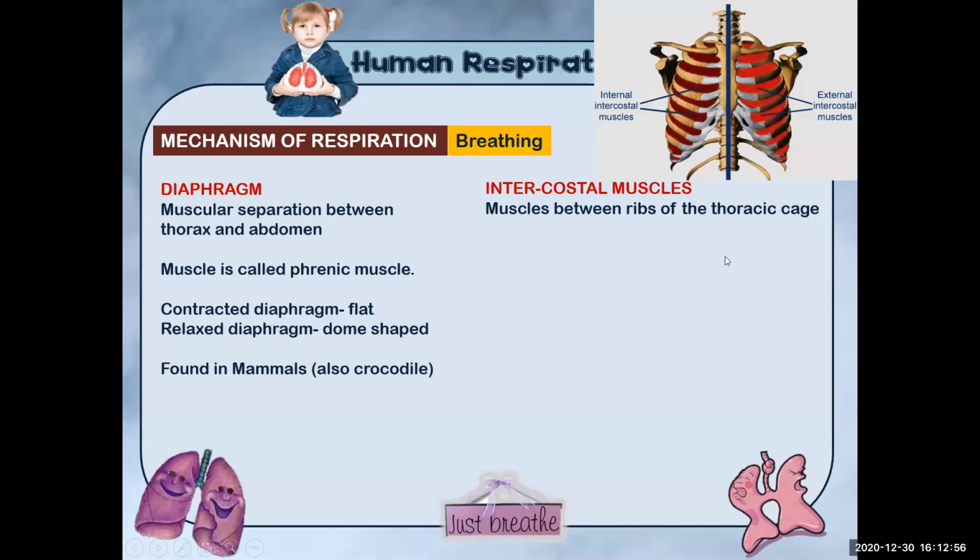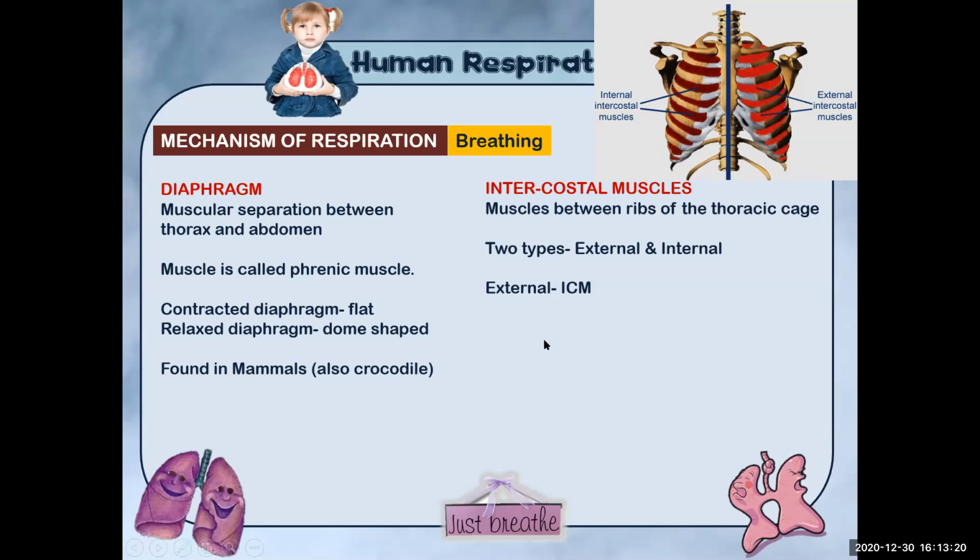Yes, we did ribs. 1 to 7 pairs of ribs are attached directly with their cartilage. 8th, 9th and 10th are attached to the costal cartilage of the 7th rib. Now there are two types of intercostal muscles: external intercostal muscles and internal intercostal muscles.